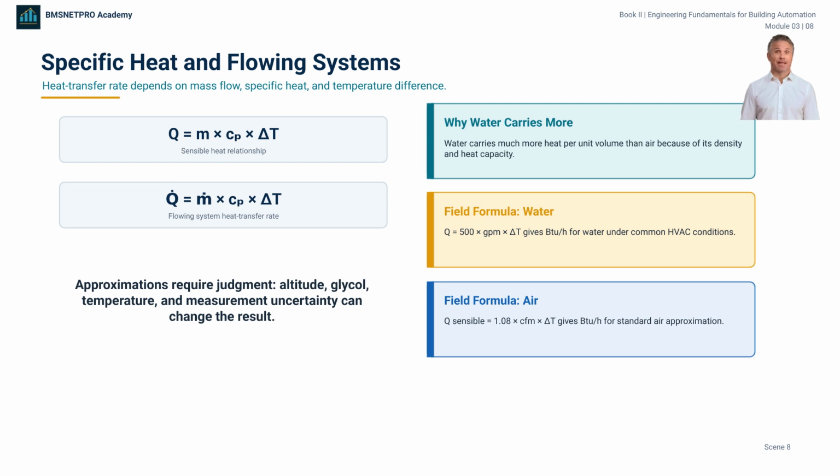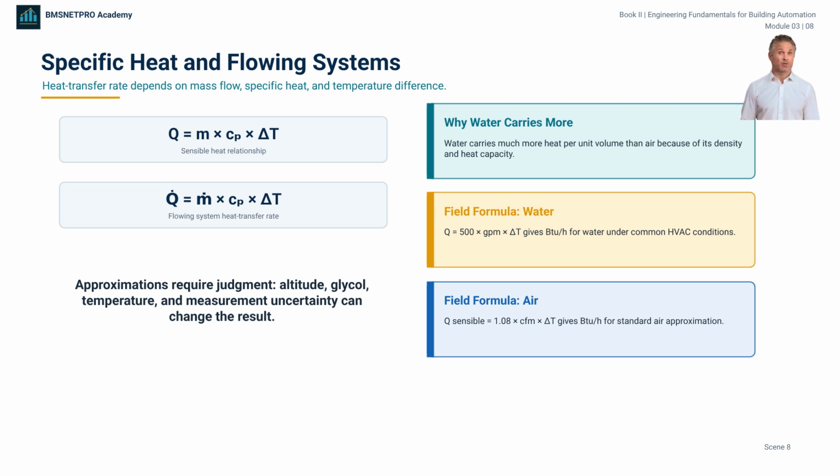Heat transfer rate depends on mass flow, specific heat, and temperature difference. For water, we often use the field formula Q equals 500 times GPM times delta T. That gives BTU per hour for water under common HVAC conditions. For air, we often use Q sensible equals 1.08 times CFM times delta T for standard air. These formulas are useful, but they are approximations. They assume typical water or standard air properties.